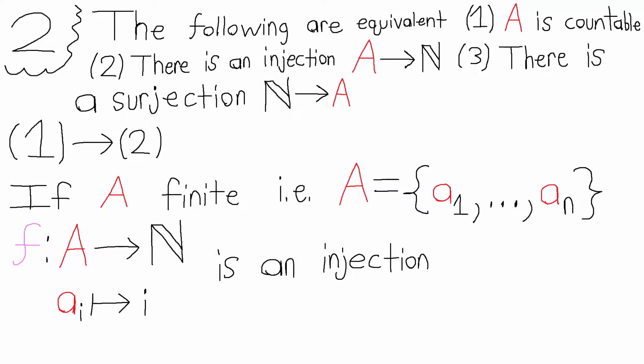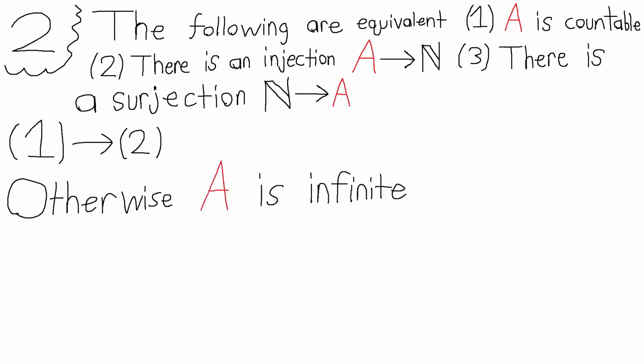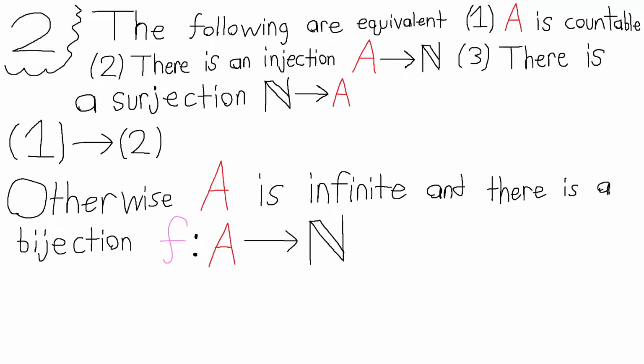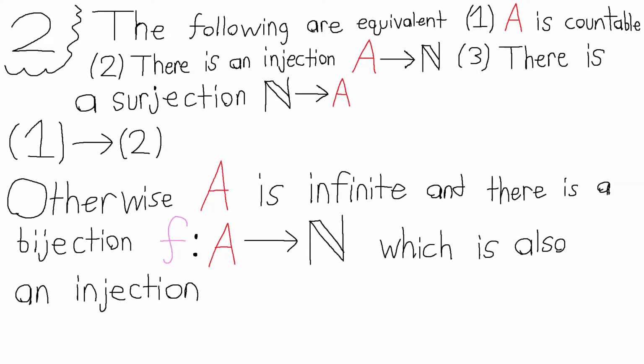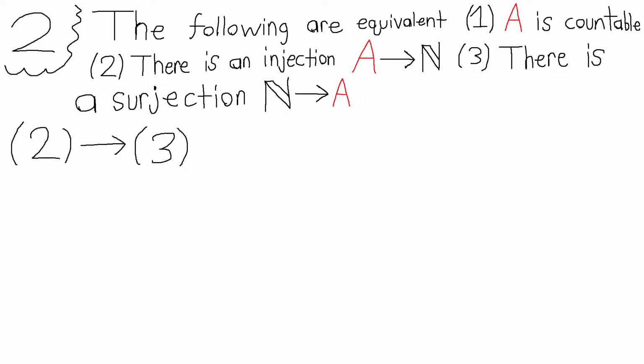There is an obvious injection from A to the natural numbers that sends each element to its index. Now, let's consider the case that A is infinite. Since A is countable, there is a bijection from A to ℕ, which by definition is also an injection, so we're done. Now we need to show that if 2, then 3 follows.